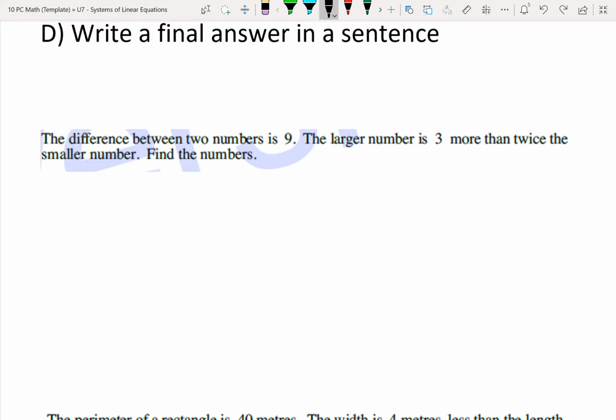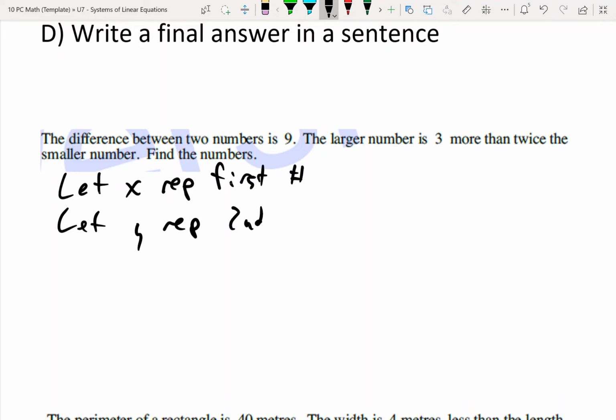The difference between two numbers is 9. The larger number is 3 more than twice the smaller number. Find the numbers. So the last sentence always tells you what you're looking for. I want numbers. So let x represent the first number. Let y represent the second number. It's really important to use units, but in this situation, they're just numbers. There's no centimeters or milliliters, so it's just numbers. Now, there's usually going to be two sentences. Each sentence is one equation.